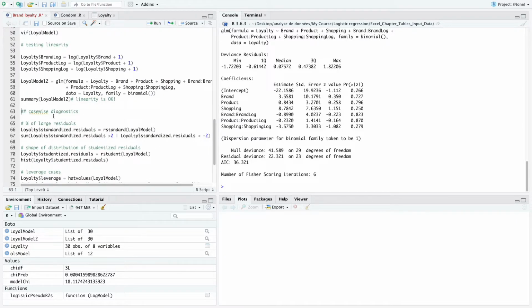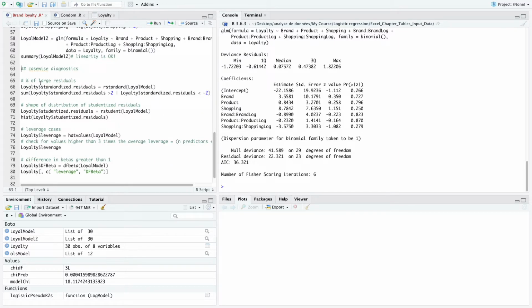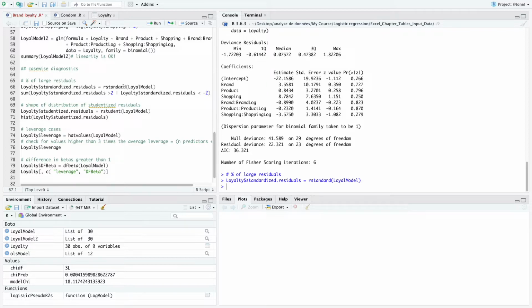That's it. So before we finish, we need, of course, to look at the case-wise diagnostics, and this is a very important step in every regression analysis, for example, to look at the standardized residuals. The function is very easy, of course, it's the R standard, and we can, for example, look at values which are above 2 and less than -2.